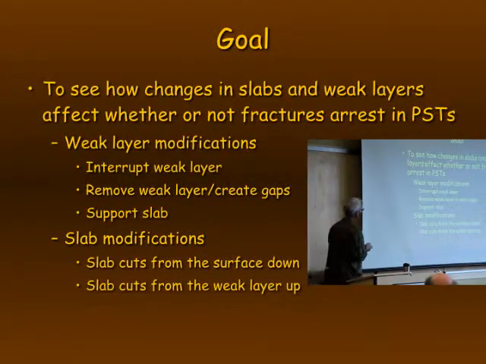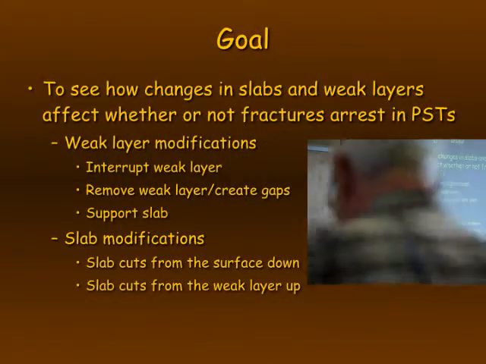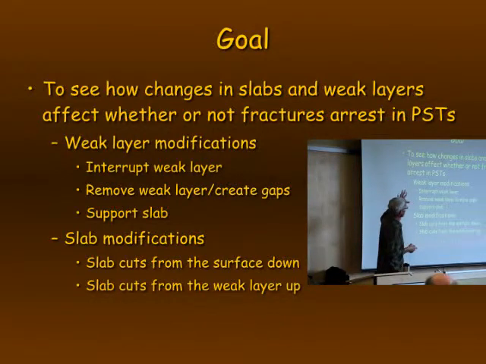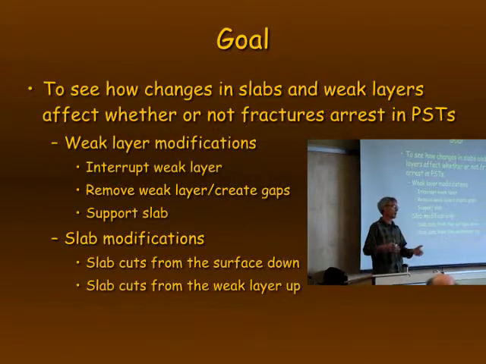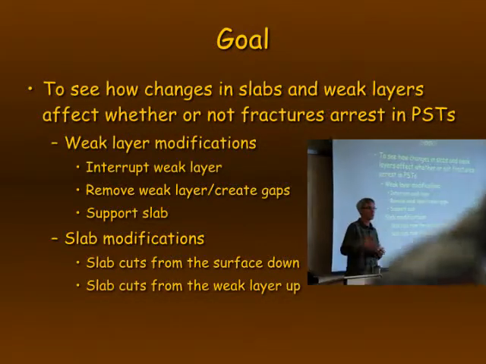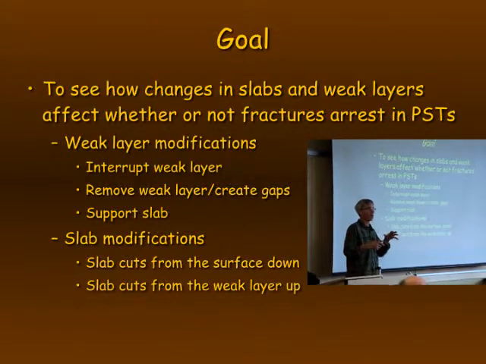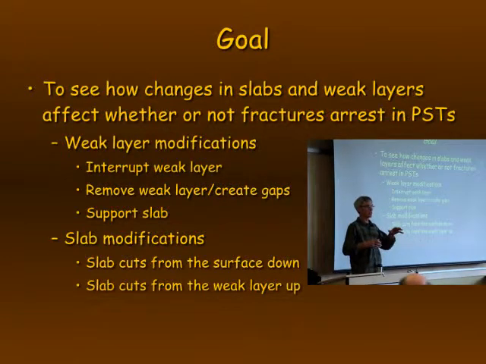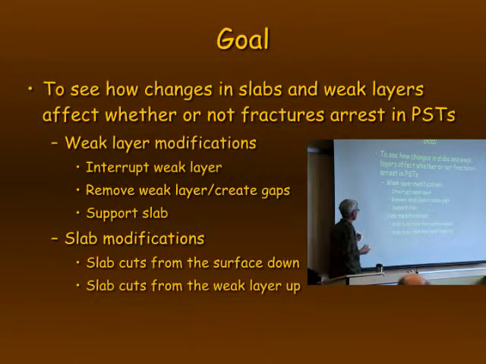So the goal of this work was to see how changes in slabs and weak layers might affect whether or not fractures arrest. We were talking before about propagation, and Bruce mentioned some things about arrest. So here I'm trying to figure out what the factors are. If we can get a fracture to begin to propagate, if we can get that weak layer to fracture, how can we get that fracture to arrest?